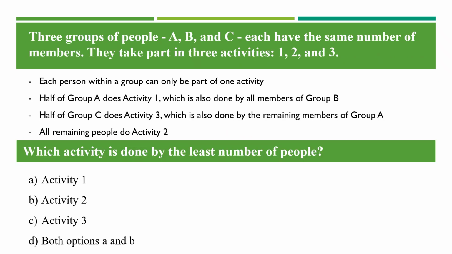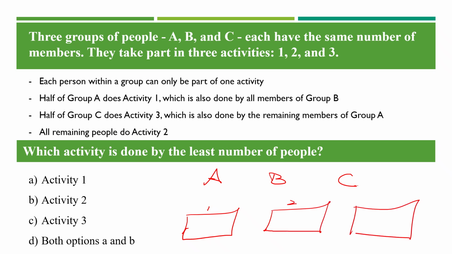Three groups of people A, B, and C each have the same number of members. Each person within a group can only be part of one activity. So if a member of A is participating in activity 1, he can't participate in 2 or 3. So one person, one activity. Let's make a note. This is A, B, C. Activity 1, activity 2, activity 3.